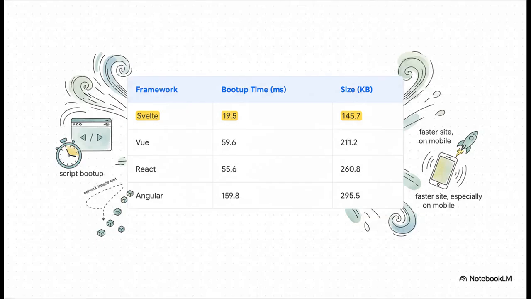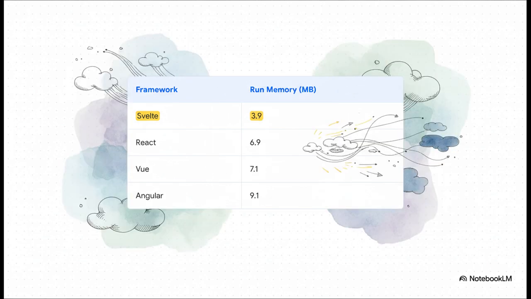And that tiny size translates directly into speed. This benchmark here shows the script boot up time, basically how long it takes the browser to even get the code up and running. Svelte is almost 3 times faster than React or Vue, and it's over 8 times faster than Angular. Less to download and less to parse means a way faster experience for your users, especially if they're on a spotty mobile connection. And the story just keeps getting better when you look at memory usage. Svelte apps aren't just smaller and faster to start, they also use way less memory while they're running. This is huge for low-power devices, but honestly, it just makes things feel snappier on any machine. Svelte is just lean, all the way through.